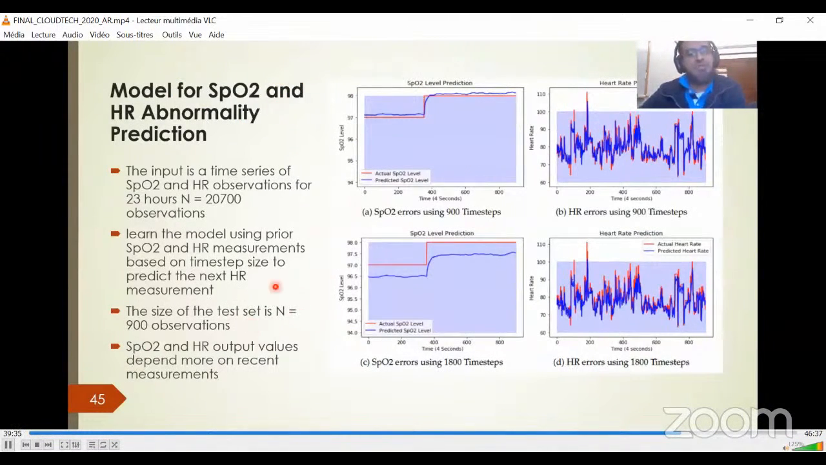The same here for the SpO2 and the heart rate abnormality. The size is bigger now, at 20,000, and we use the last 9,000 positions for the test. And we use different time steps to train our model. We found that when you use fewer time steps, we get less error.